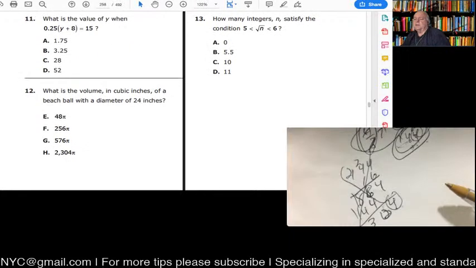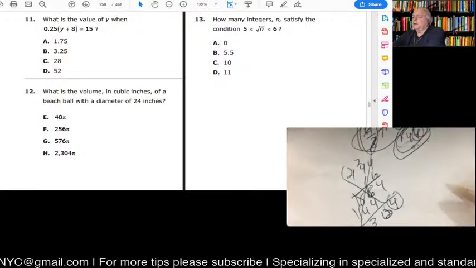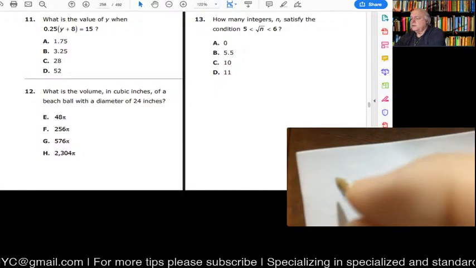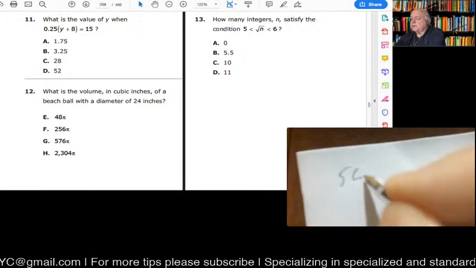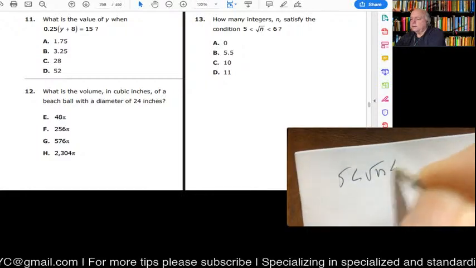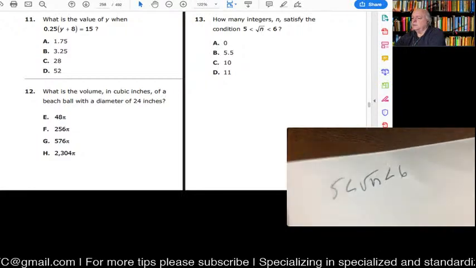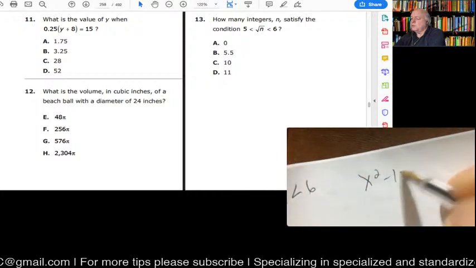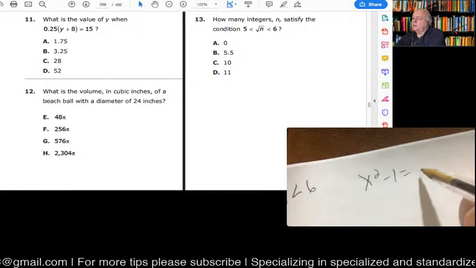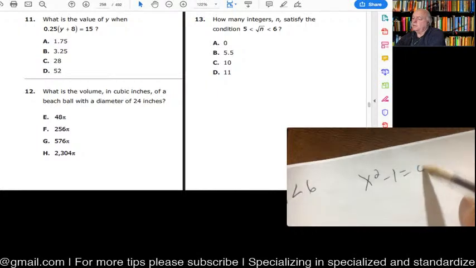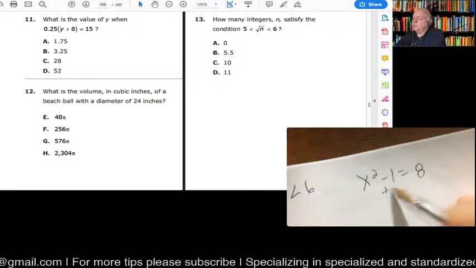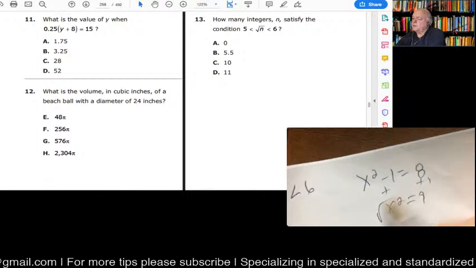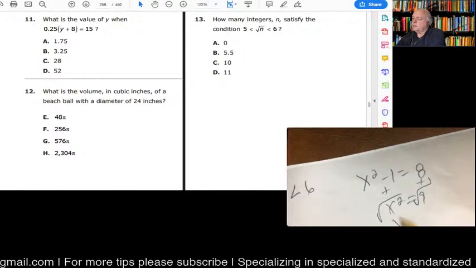So 13. So 13 is kind of weird. Let me write 13 down. So we have 5 less than square root of n less than 6. So let's take a sidebar for a second. If I had x squared minus 1 equals 8, what I would do is add 1 to both sides, get x squared equals 9, and then take the square root of both sides, get x equals 3.